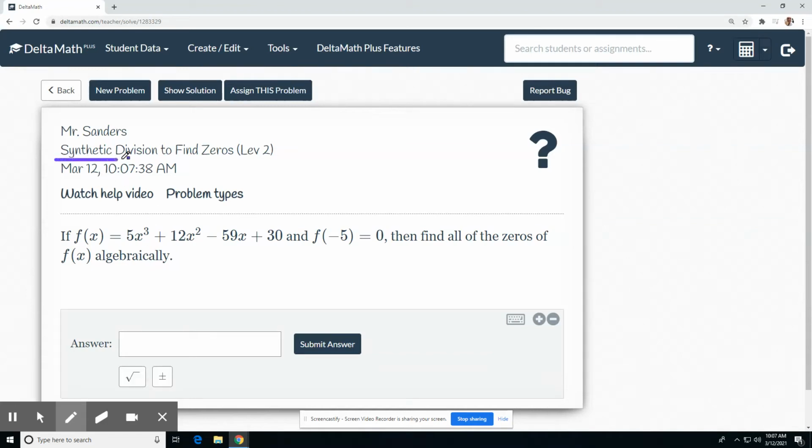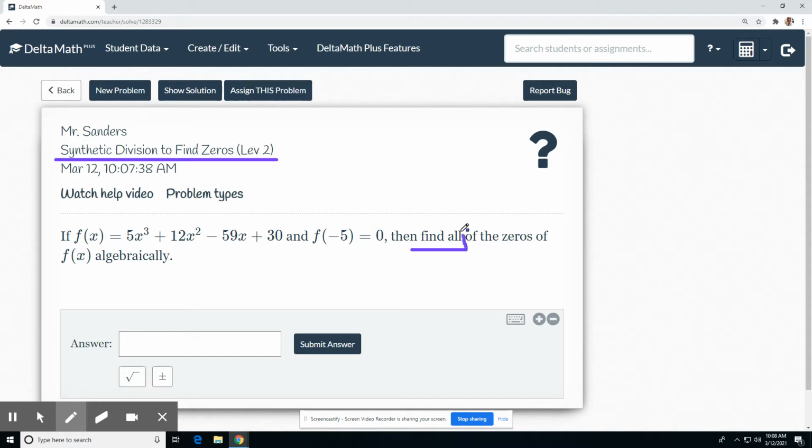We are asked to use synthetic division to find the zeros, and we're at the second level here. They're giving us a cubic polynomial, and it's in descending order with no parts of it being skipped. They're telling us that it has a solution here. When we plug in -5 into our function, we get a 0. That's part of the remainder theorem.